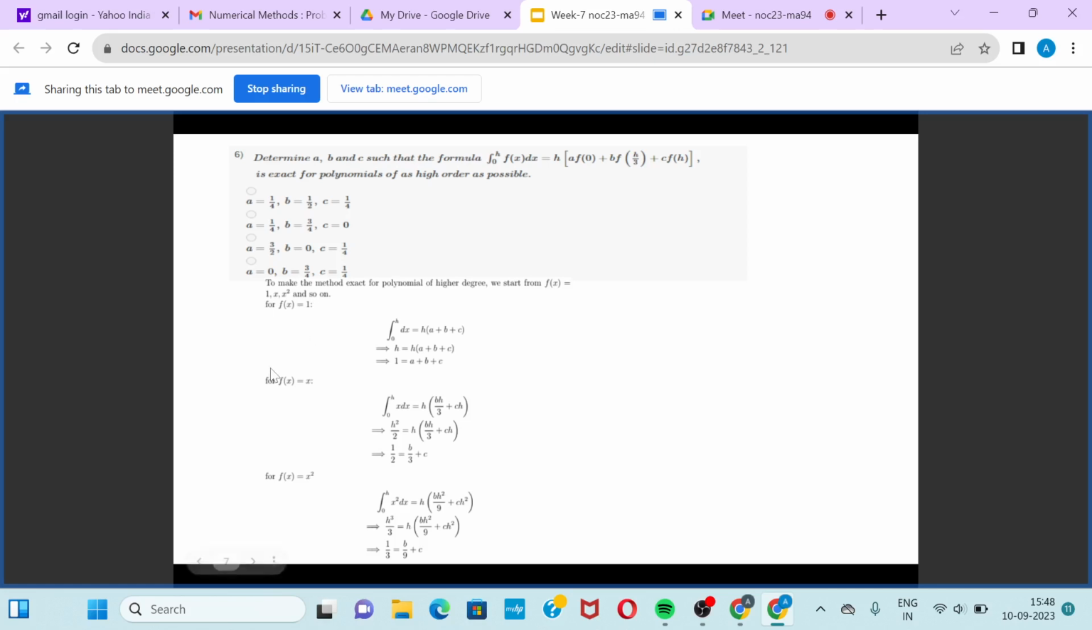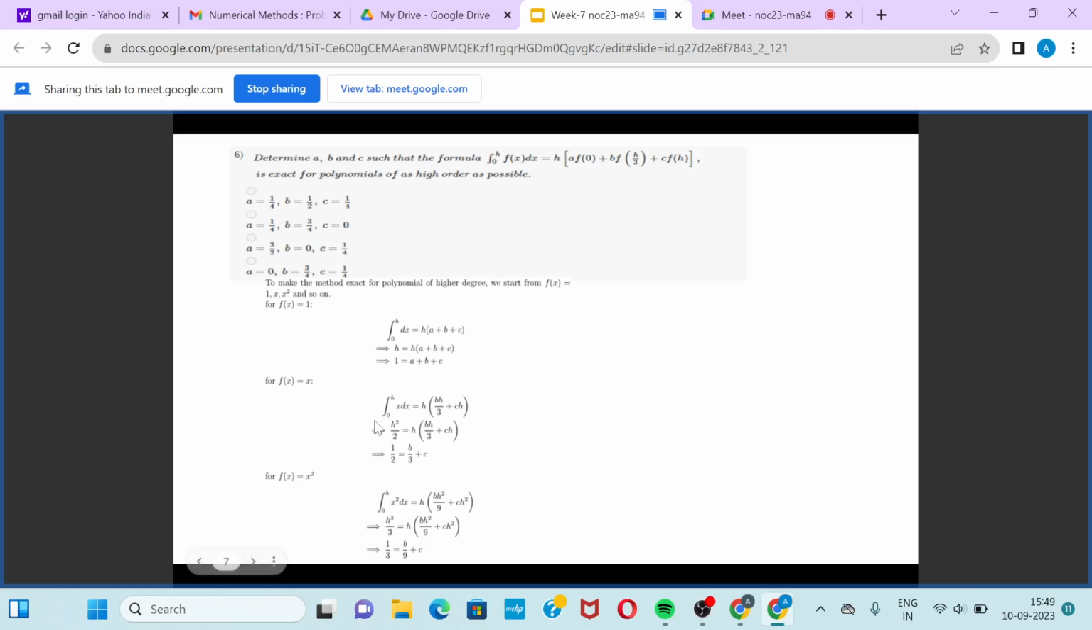Now similarly we will find for f of x equals x. Just substitute f of x as x. So the integral from 0 to h of x dx will be h times a into f of 0. As f of x is x, f of 0 will be 0, plus b into f of h by 3, which is h by 3, plus c into f of h, that is h. So you will get h into (bh by 3 plus ch).